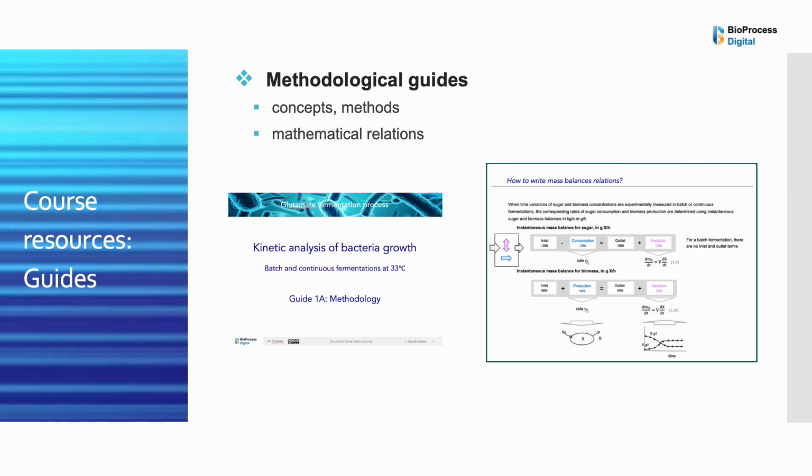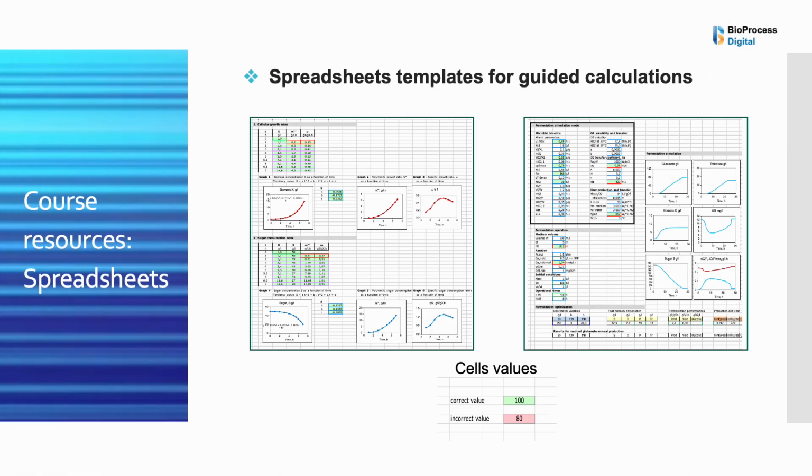To support your learning, the course provides detailed guides explaining the bioprocess engineering methodology, including the underlying concepts and mathematical relationships. You will also use specially designed spreadsheet templates for your evaluations, featuring a green-red correction system that provides immediate feedback on the accuracy of your inputs.